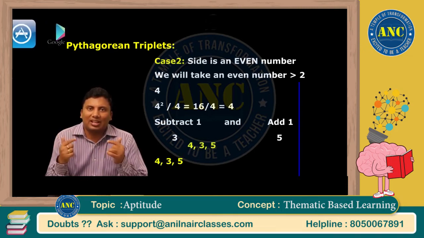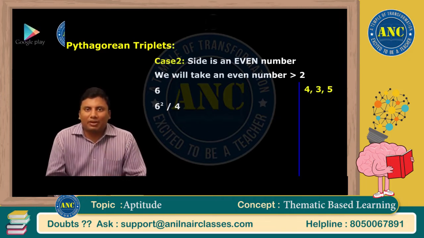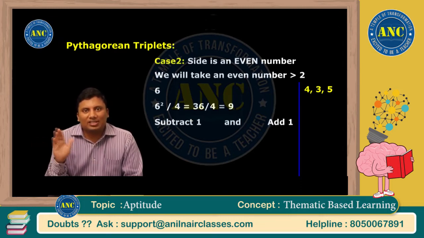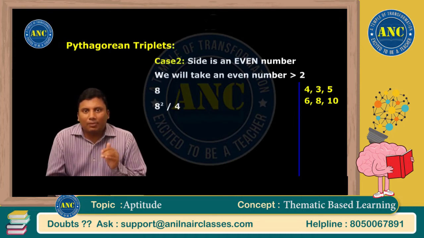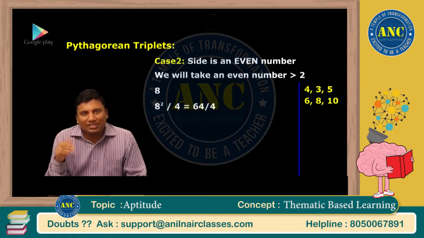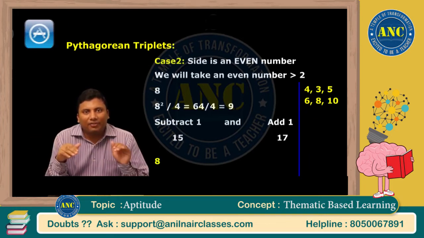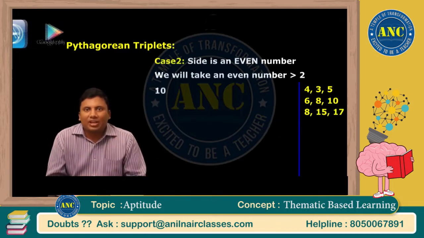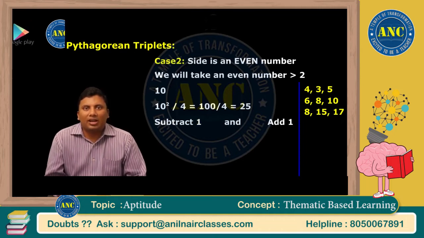4, 3, 5 is another Pythagorean triplet. 6: square it and divide by 4, 36 by 4 is 9. Subtract 1, add 1: 6, 8, 10 is another Pythagorean triplet. 8: 8 square by 4, 64 by 4 is 16. Subtract 1, add 1: 15 and 17. 8, 15, 17 is another Pythagorean triplet. If it is 10, 10 square by 4, 100 by 4 is 25. Subtract 1, add 1.